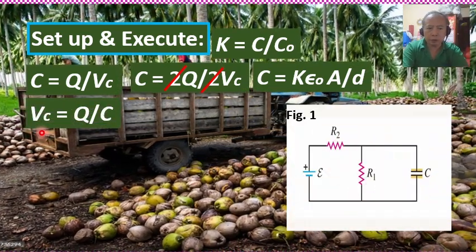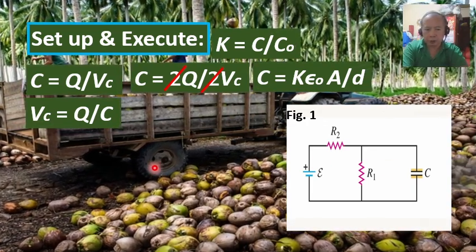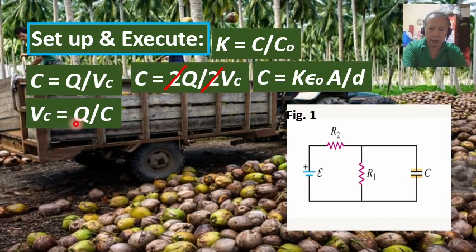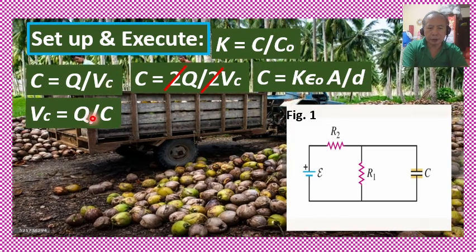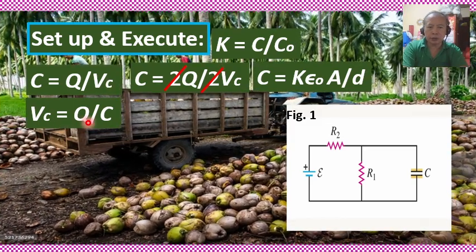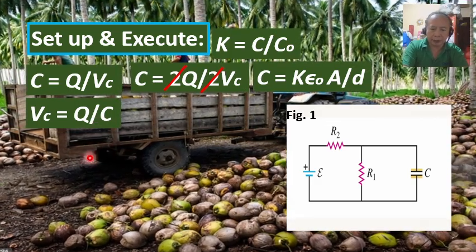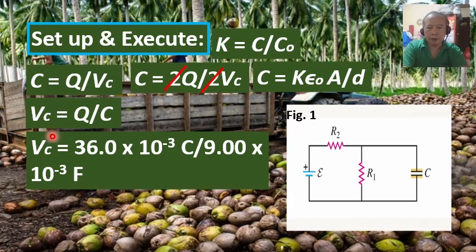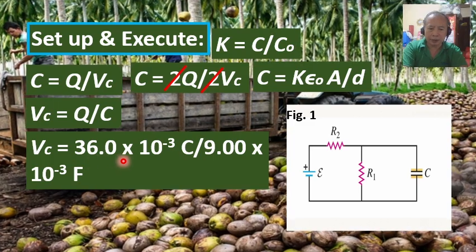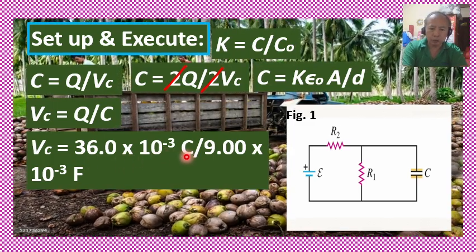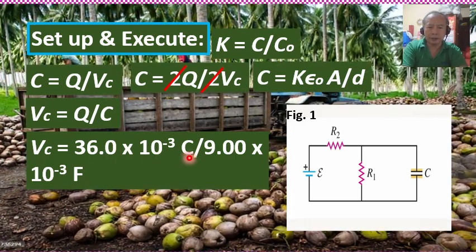Since our goal is to compute the electric potential across the capacitor, denoted by capital V sub C, right? We isolate that from the original equation, and get V sub C equal to big Q divided by big C. Or, as applied in our example, the potential across the capacitor V sub C is equal to 36.0 times 10 raised to the negative 3 coulomb. This is the same as 36.0 millicoulomb given in the problem.